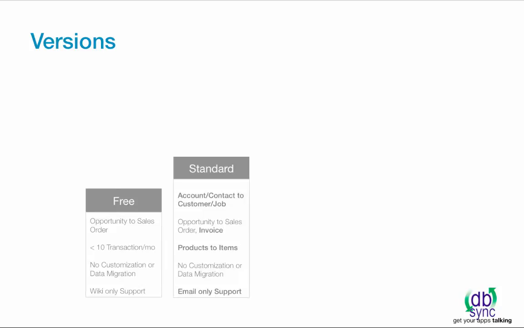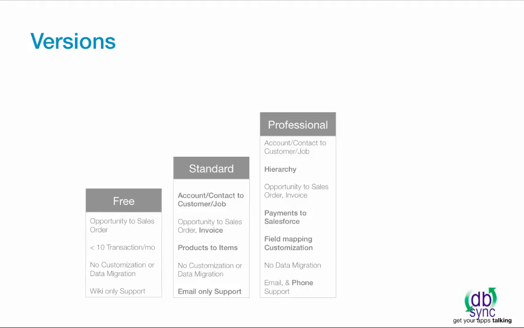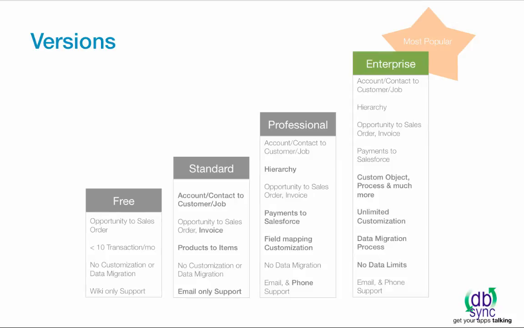Now, we offer four different versions to suit your needs. Free, a limited version, free starter with just opportunity to sales order. Standard, get additional automated business processes from opportunity to sales order and invoice. Professional, manage hierarchy, payment integration, field mapping with more control than standard version. Enterprise, create and manage any standard or custom process, unlimited customization and data migrations, and much, much more.